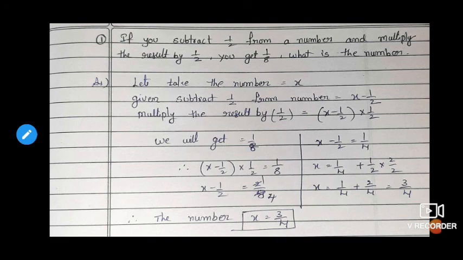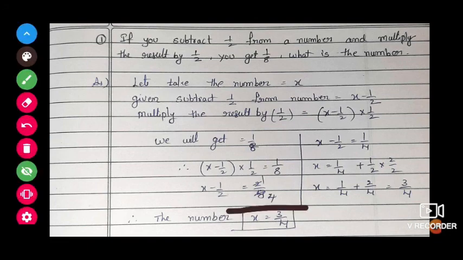Here, children, next step: we have x minus 1 by 2 is equal to 1 by 4. We want x, so send the minus 1 by 2 to that side. It will go as plus 1 by 2. But we cannot add because the denominators are different. So to get the same denominator, 1 by 2 will be multiplied by 2 by 2. Then x is equal to 1 by 4 plus 2 by 4. Both denominators are the same, so we can add the numerators. We get 3 by 4. So the number is 3 by 4.